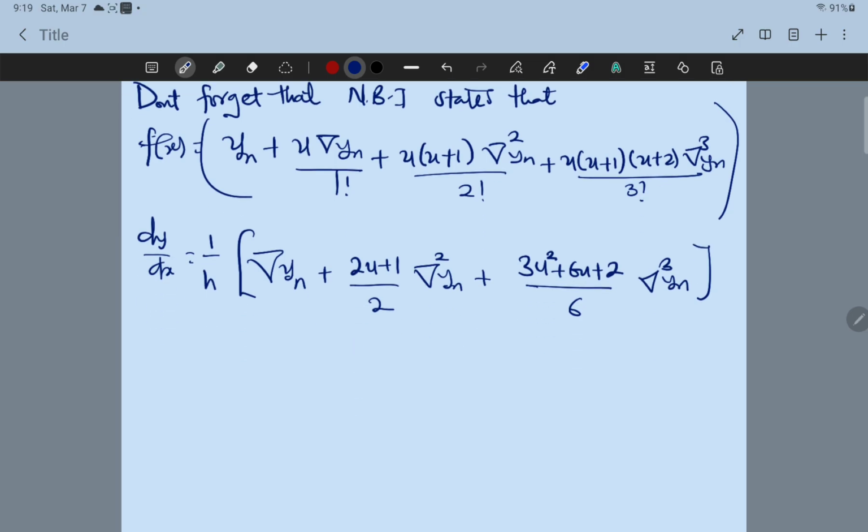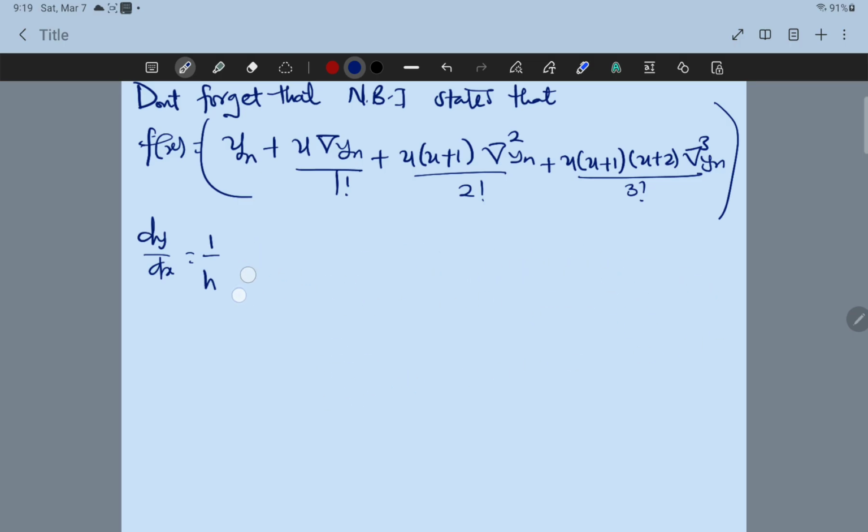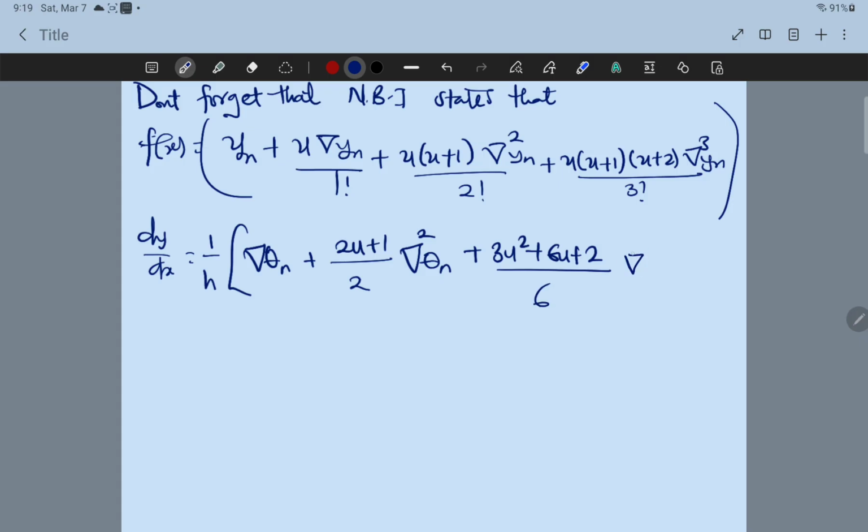In this case we're not using yn, we're using theta n, right? Okay. So our differential will be 1 over h into the bracket of backward difference of this plus (2u plus 1) over 2 backward difference squared of this plus (3u squared plus 6u plus 2) over 6 backward difference cubed of this. Did you see that?